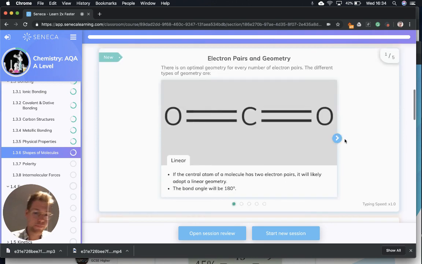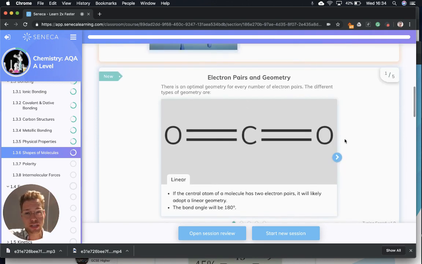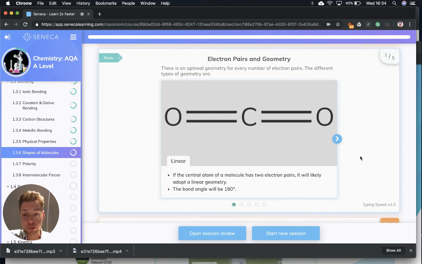It sounds scary. Now, for this unit, you need to know a lot of different shapes. So let's dive in. There is an optimal geometry for every number of electron pairs. So the different types of geometries you need to know are linear. If the central atom of a molecule has two electron pairs, it will likely adopt a linear geometry, and the bond angle will be 180 degrees.